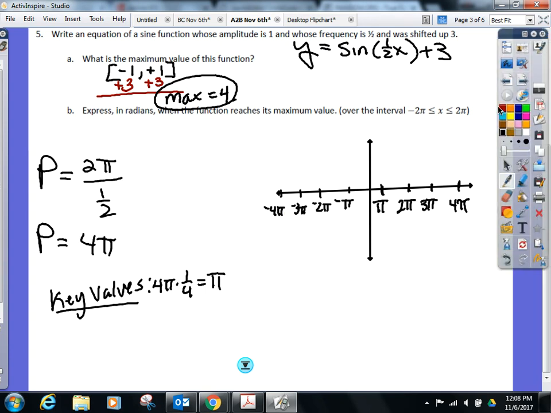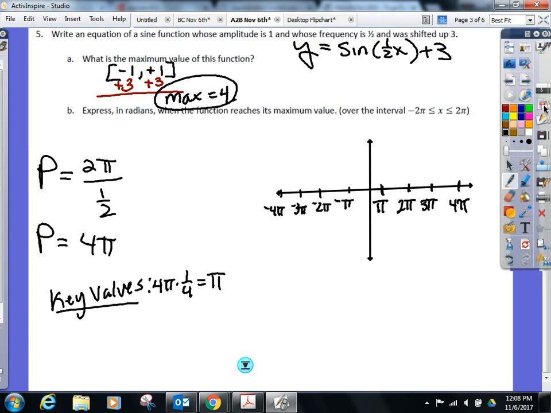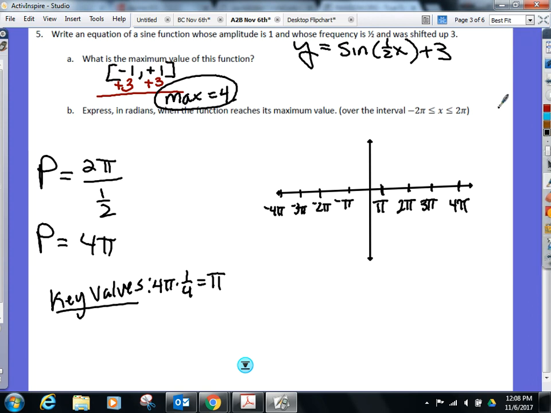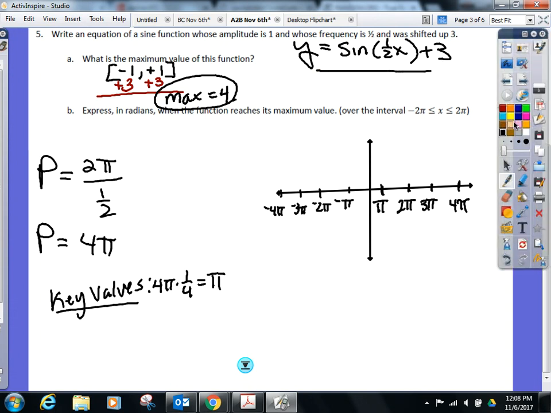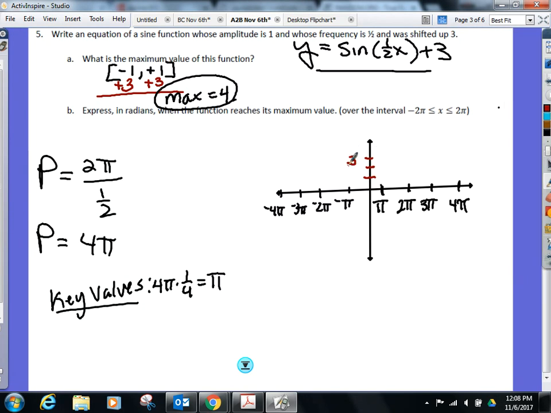Okay, let's do this, Brooke. What type of curve is this? Sine or cosine? Sine curve, right? So it's going to start where? At 0, but I have a shift, right? So it's going to start actually at 3. Everyone agree? 3?